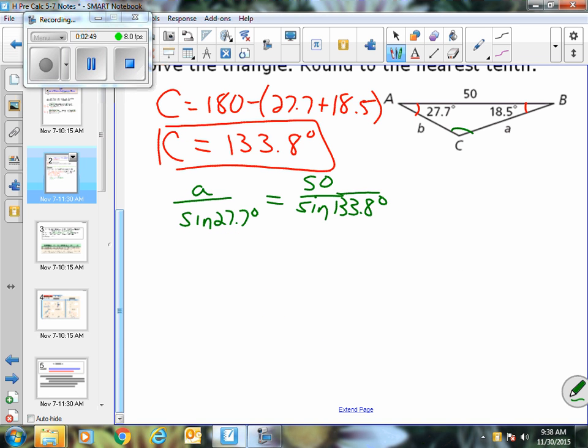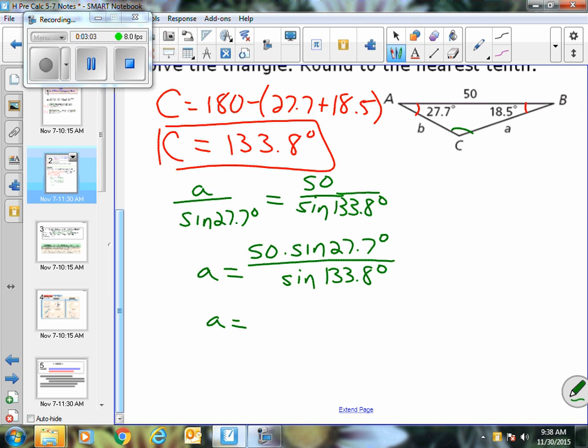Remember, to solve these, we cross multiply and divide. I'm going to write the work. What I'm writing right now, you would never really have to show. You can just do it on your calculator. 50 times the sine of 27.7 divided by the sine of 133.8. And go ahead and pause the video each time here and do your calculations so you have your numbers. So for little a, for me, that ended up to be 32.2. Make sure you type them in. Don't just assume it's going to work. That usually comes out badly in the end. Make sure you try it yourself.